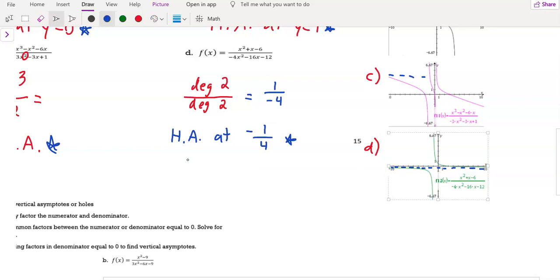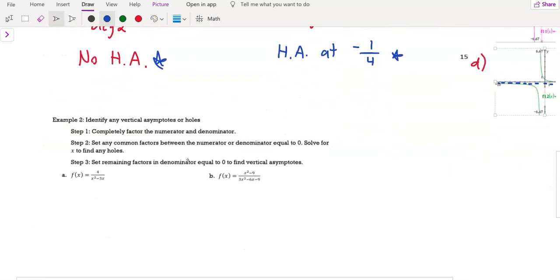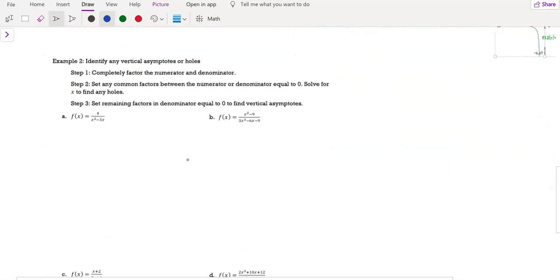we're going to start looking at our vertical asymptotes. All right, and to find any vertical asymptote, we're going to follow a couple of steps. The first step is to factor both the numerator and the denominator. Then we're going to set any common factors between the numerator and denominator equal to 0. And then we're going to solve for x to find any holes. And then we'll set any remaining factors in the denominator equal to 0 to find our vertical asymptotes.